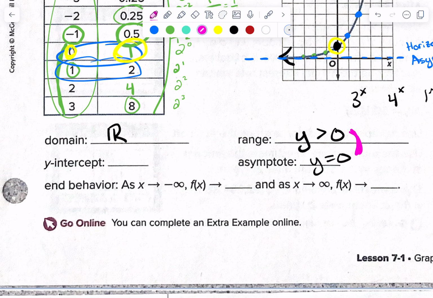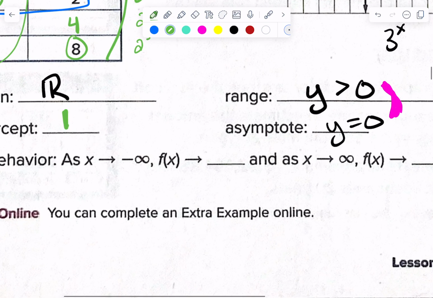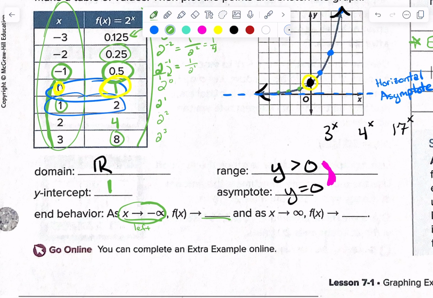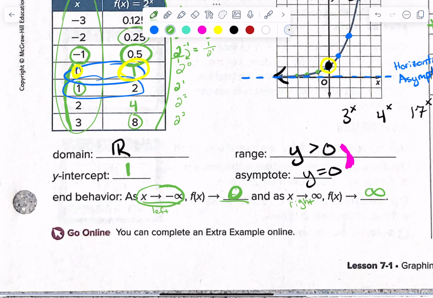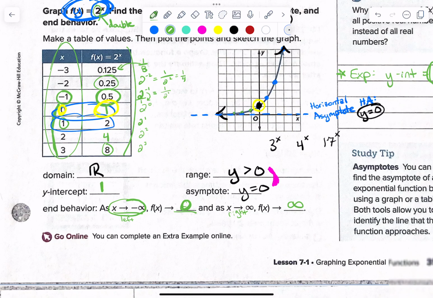By the way, your range and your asymptote should always be the same number. The y-intercept, what was the y-intercept? 1, because he's always going to go through 1. And then end behavior. As x goes toward negative infinity, which direction is that? To the left. As this thing goes to the left forever, where does the function go? He approaches 0. As he goes to the right forever, he's going to go up forever. So what do we put in the blank? Infinity. There we go. That's information about this exponential function.